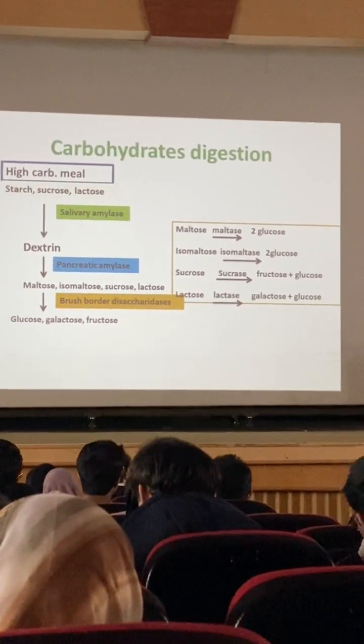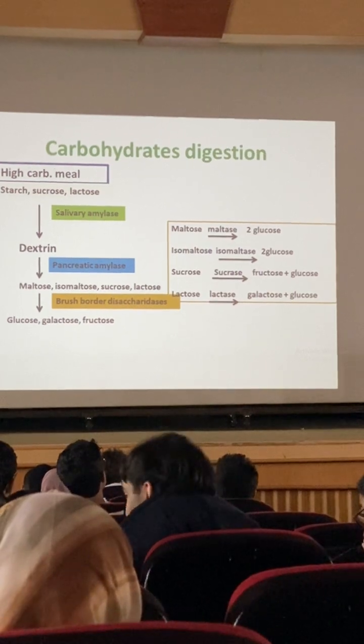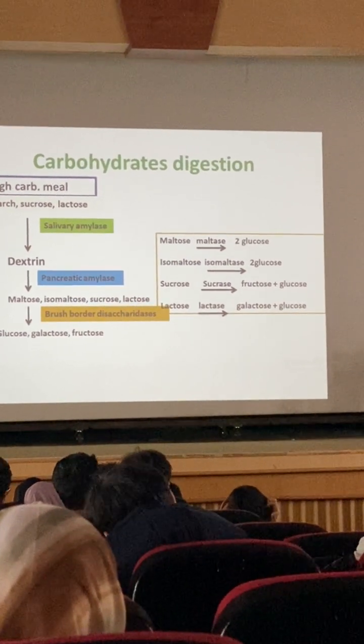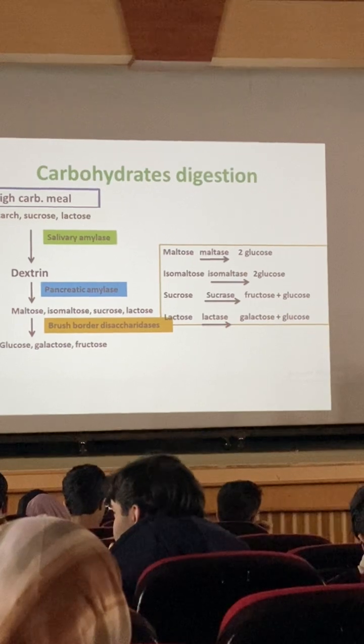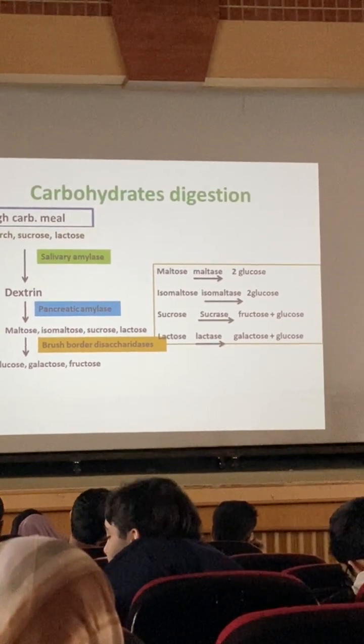While isomaltose you have glucose alpha 1,6 glucose. So meaning that the first carbon in the first chain is connected to the 6th carbon in the second chain.